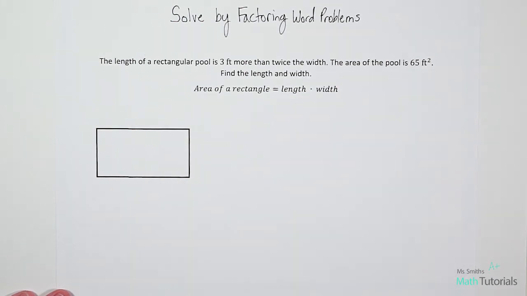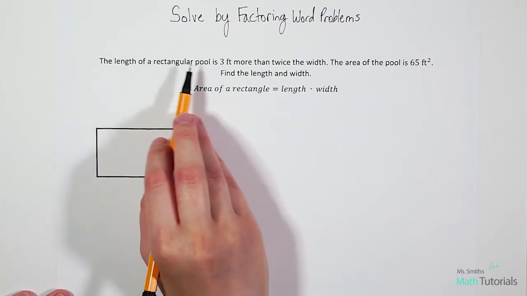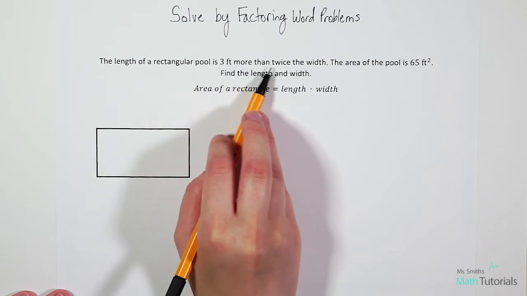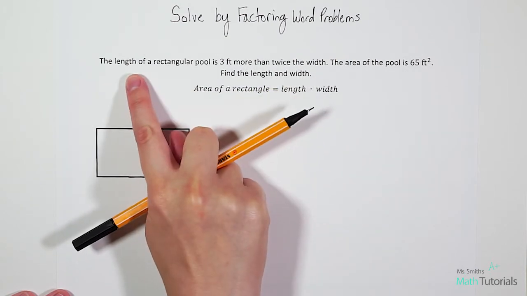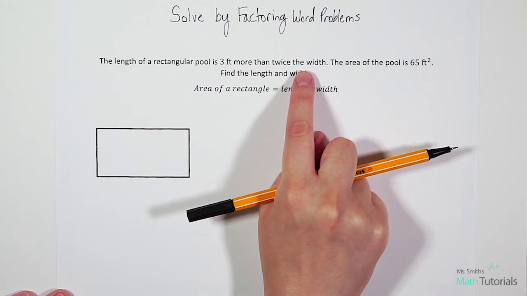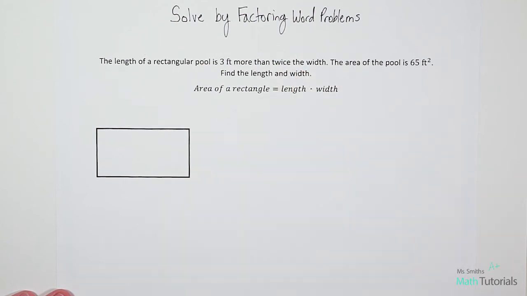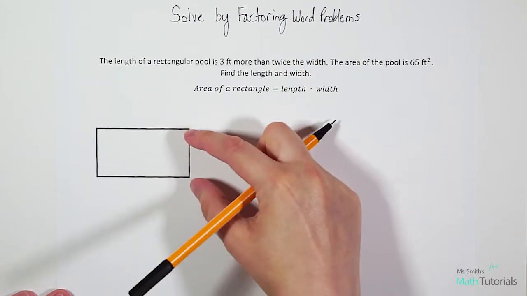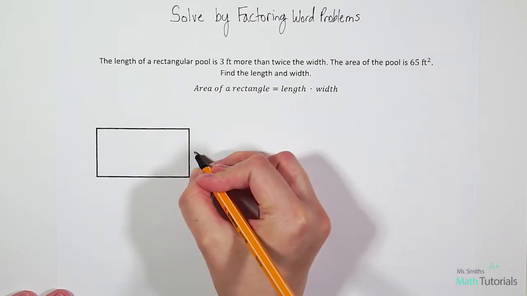Anytime we have problems like this, I try to think, which side do we know nothing about? The length of the pool is 3 feet more than twice the width. We know a lot about the length, but we really don't know anything about the width. So when that happens, we can just label our width, which is right here, W.